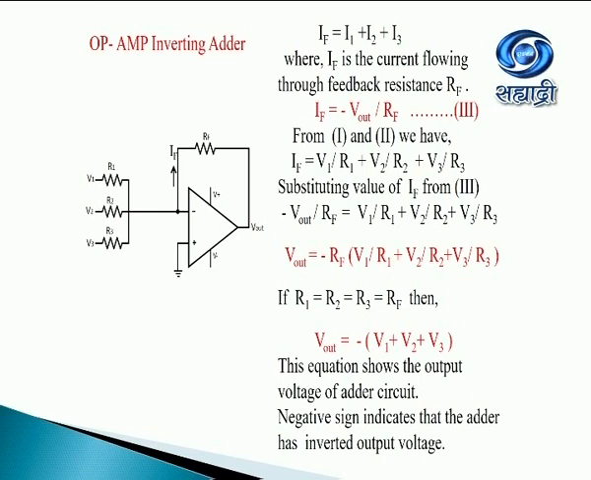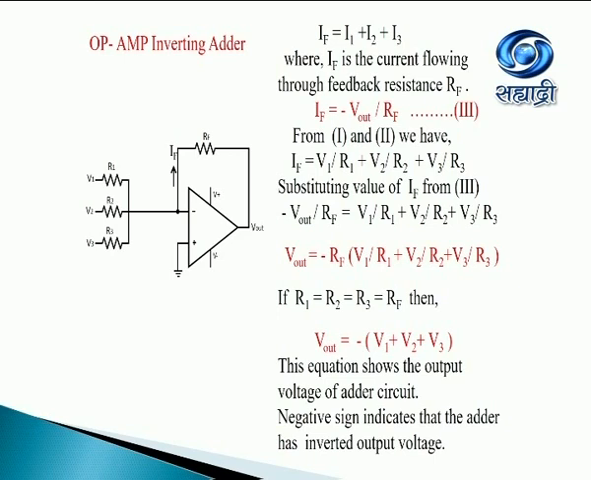From the figure, IF is equal to minus Vout upon RF. From equations 1 and 2, we have IF is equal to V1 upon R1 plus V2 upon R2 plus V3 upon R3. Substituting the value of IF from 3, minus Vout upon RF is equal to V1 upon R1 plus V2 upon R2 plus V3 upon R3. Therefore, Vout is equal to minus RF into (V1 upon R1 plus V2 upon R2 plus V3 upon R3).